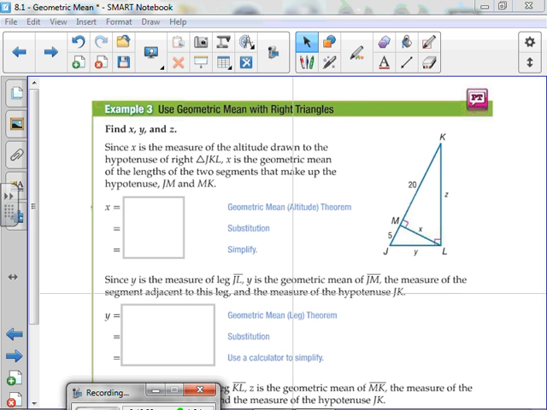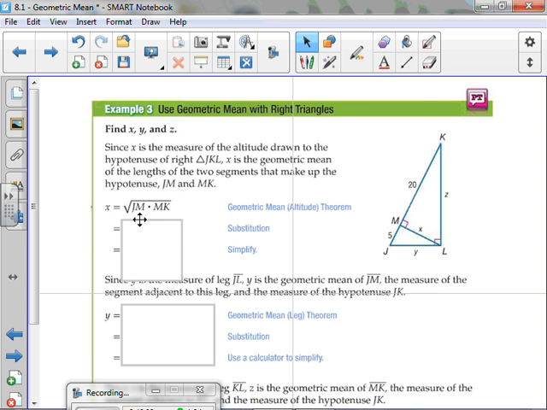We're trying to find y right here. And according to our second theorem we just did, the leg is in between this and that. So if you're having trouble remembering this, think about which one is in between as far as lengths go. Y has to be in between 5 and 25. And then we just do the geometric mean. So JM times JK is 5 times 25, which is 125.